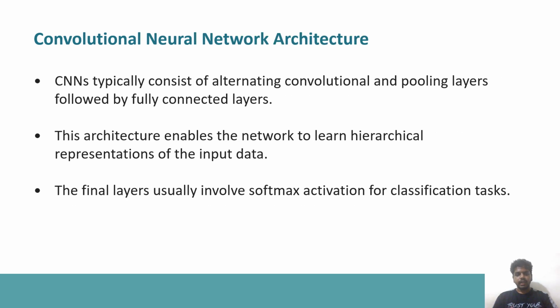Convolutional neural network architecture. A CNN typically consists of alternating convolution and pooling layers, followed by fully connected layers. This architecture enables the neural network to learn hierarchical representations of the input data. The final layer usually involves softmax activation for classification tasks.